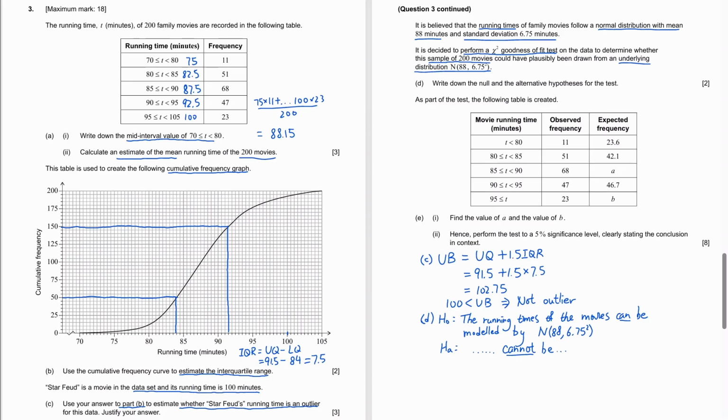We are given a table of observed and expected frequencies. We need to find the missing values A and B. Let T represent the running time, which follows the normal distribution given. A is the probability that T is between 85 and 90 multiplied by 200. B is the probability that T is between 90 and 95 multiplied by 200. We find both probabilities using the calculator.